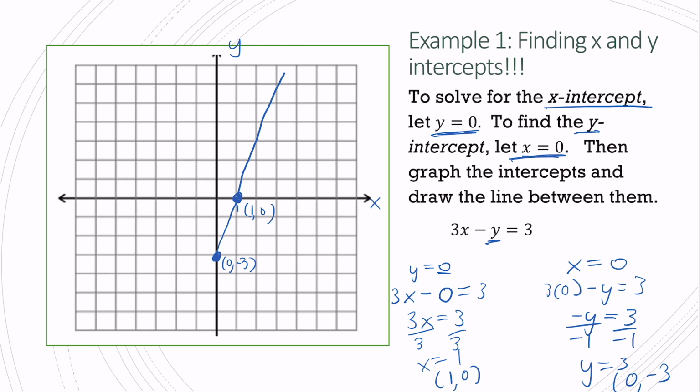It looks like it goes up 3 over 1. All right, this would be the graph of my solution. Let's do a couple more examples where we find the x and y intercepts.